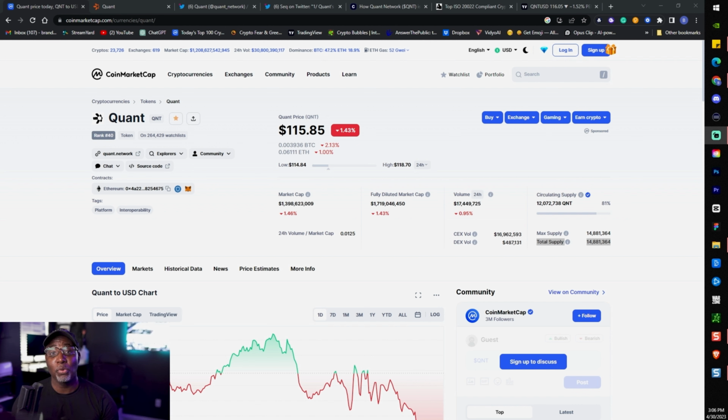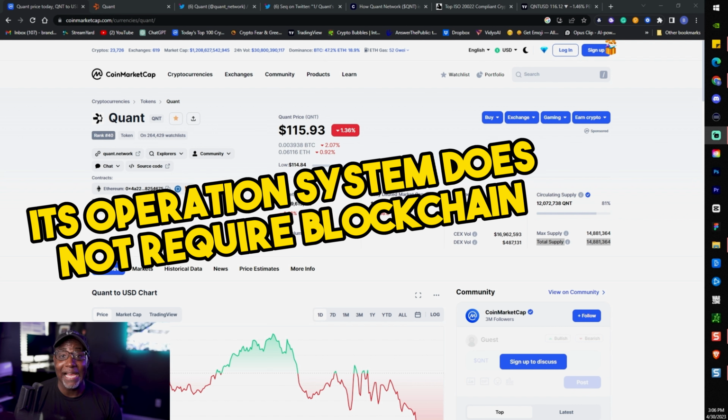So the major two components of QUANT is that they have their Overledger operating system that we talked about. And then the second component is the Overledger network. Let's talk more about the Overledger operating system because that is the uniqueness about QUANT, right? One thing for sure, QUANT's operating system does not require a blockchain.